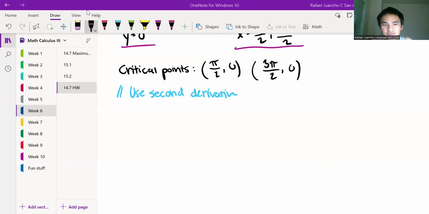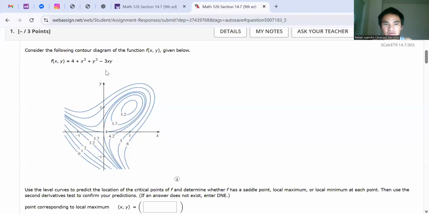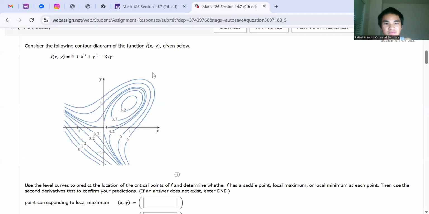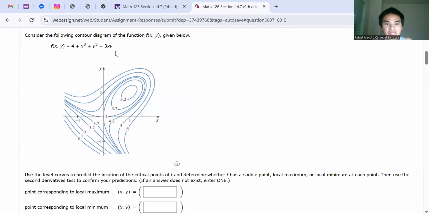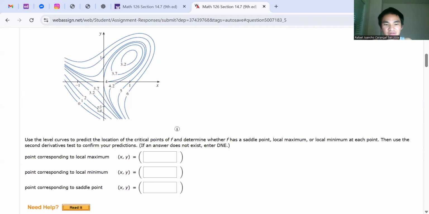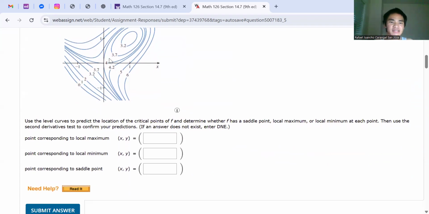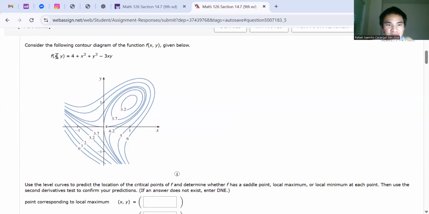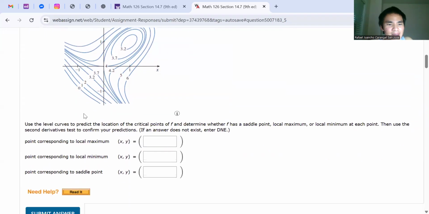Actually, let me try this part. I think this one is just, yeah, because these are Z values. I'm going to show my screen. Here we're being given a contour diagram. We're given this function, so it's a quadric surface. We have Z values here because it's a contour map. These are level curves when Z is equal to something. So when Z is 3.2, we got something there.